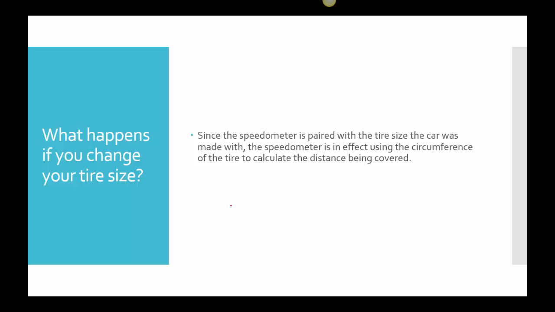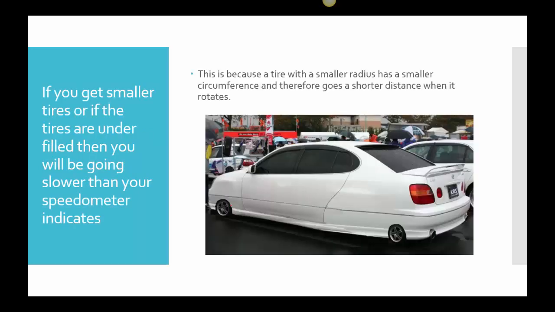Well, since the speedometer is paired with the tire the car was made with, the speedometer is in effect using the circumference of the tire to calculate the distance being covered. And I want you to think about circumference as how far it ran around. So every time that tire rotates going around, it says here's how far I went. So if I made the tire bigger, that would change things. If I make the tire smaller, that would change things.